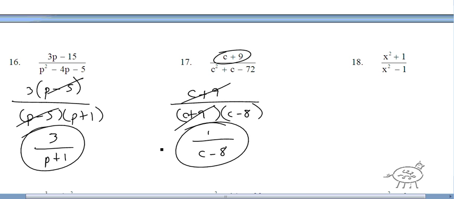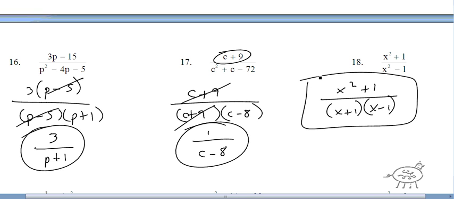Okay. This next one, it's a little tricky. How do you factor x squared plus 1? You can't. It doesn't factor. So you would have x squared plus 1. On the bottom, you'd have x plus 1, x minus 1. There's nothing to cancel out. Because in order to cancel out, you have to have exactly the same thing on top and the bottom to cancel. So that is actually your answer right there.